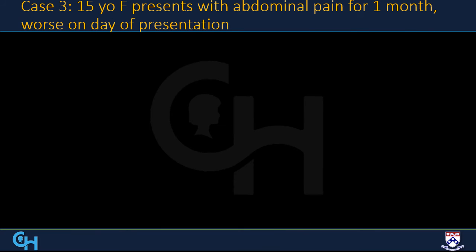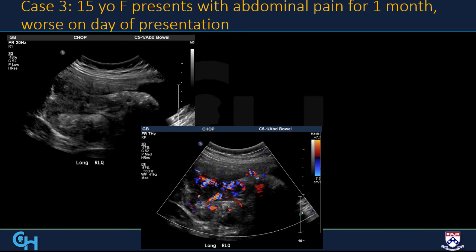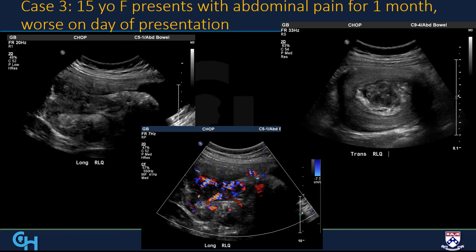Case 3 is a 15-year-old female who presents with abdominal pain for 1 month, worse on the day of presentation. First-line imaging is an ultrasound, and this ultrasound demonstrates a bowel-within-bowel appearance concerning for an intussusception. It appears very vascular, and on the transverse view, the bowel looks very thick and irregular.